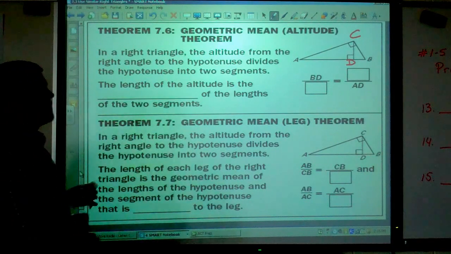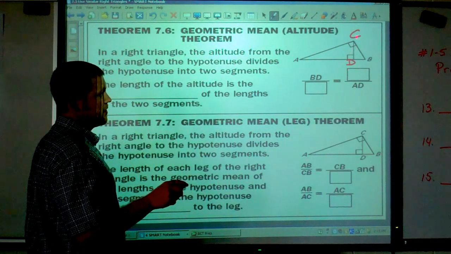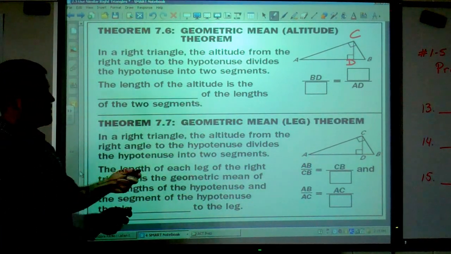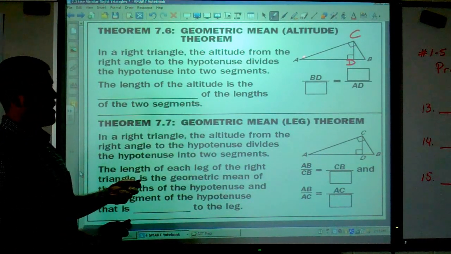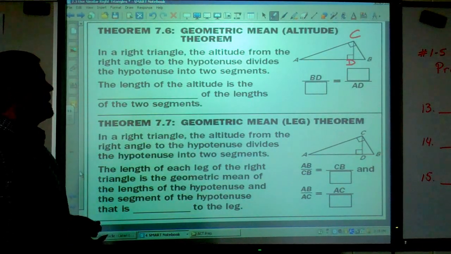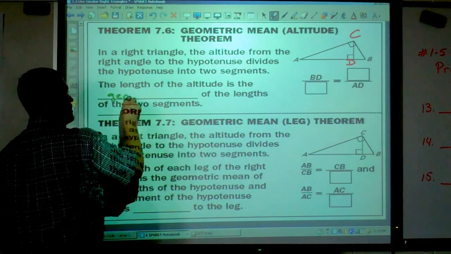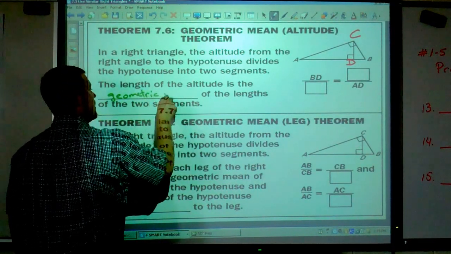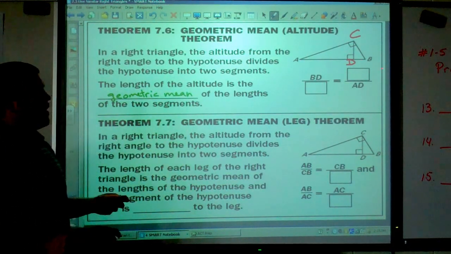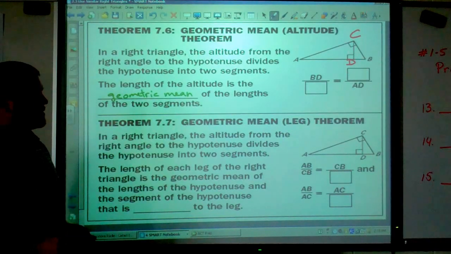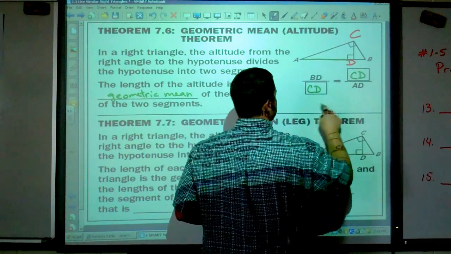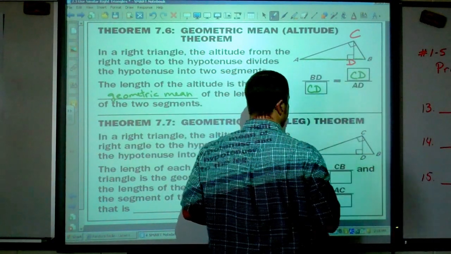Alright, now, the altitude. Again, segment CD here, that's an altitude, goes from a vertex perpendicular to the opposite side. The altitude that intersects the hypotenuse, and when we're talking about the hypotenuse, we're talking about the original triangle, triangle ABC, okay? It is the geometric mean of the lengths of those two segments of that hypotenuse. Alright, so segment CD, that's an altitude. It is the geometric mean of these two pieces, segment AD and segment BD.